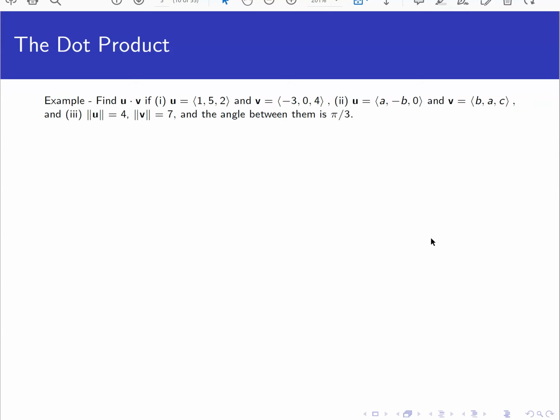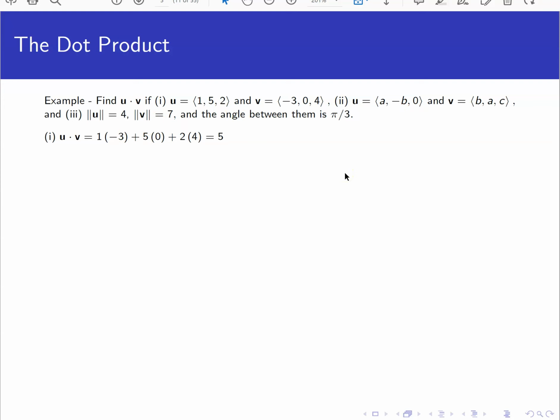All right, so let's do an example. Let's say we have the vector u is ⟨1, 5, 2⟩ and the vector v is ⟨-3, 0, 4⟩. Let's say we want to find the angle between those two. Do the same thing for the other vectors, u and v here, and then the last one there. So let's do part one first.